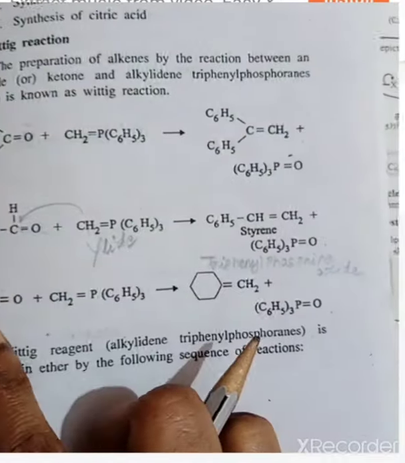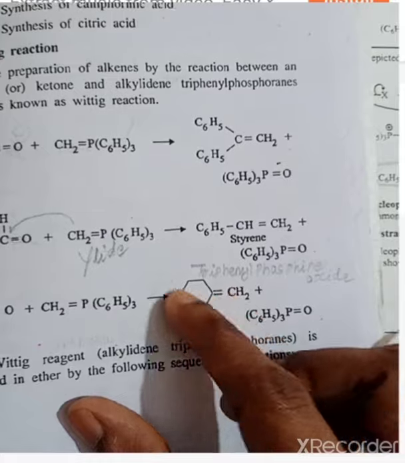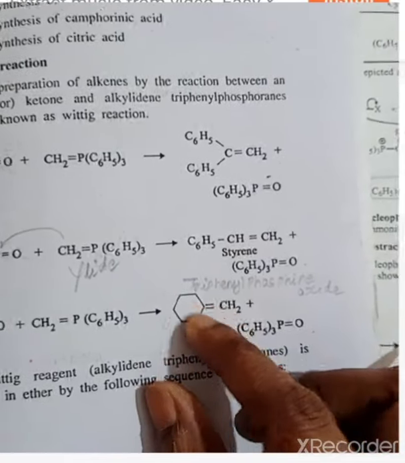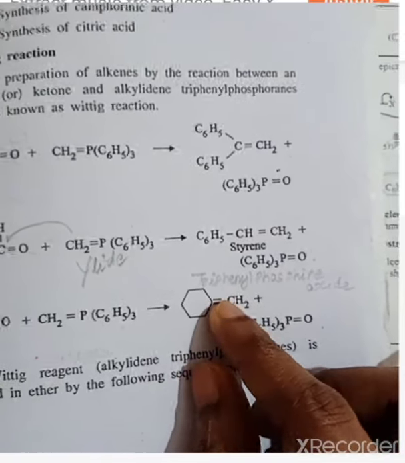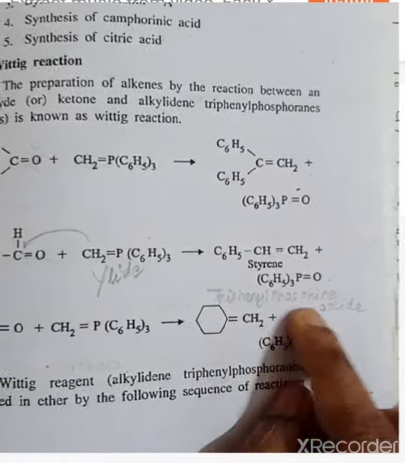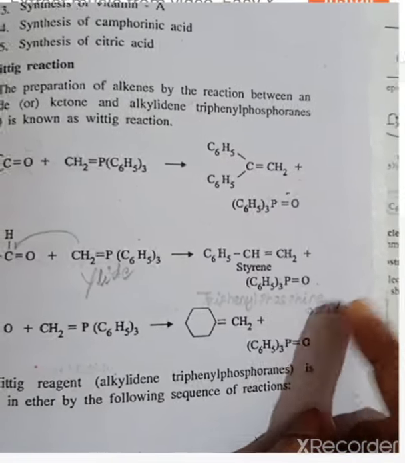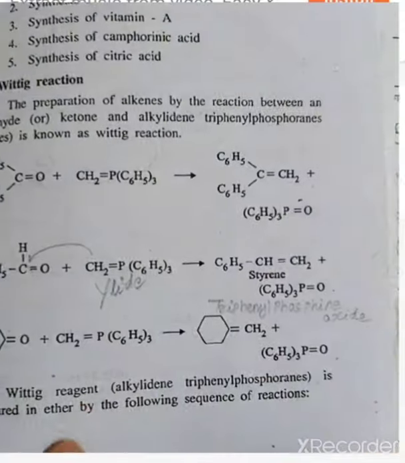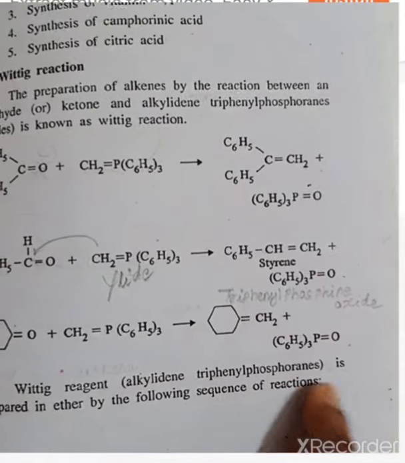Here the cyclohexanone reacts with an ylide compound to form a cyclohexene. So it contains a double bond, a hexene compound, and it forms triphenylphosphine oxide. So this is the Wittig reaction mechanism. It is a very useful sequence of this reaction.